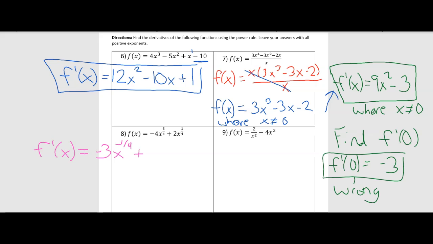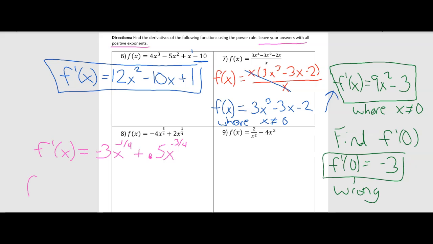2 times 1/4 is 0.5, or you could write it as 1/2. It's up to you. 1/4 minus 1 is negative 3/4. Now, this would be an acceptable answer, except it says leave your answers with all positive exponents.